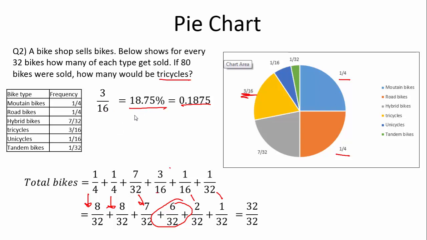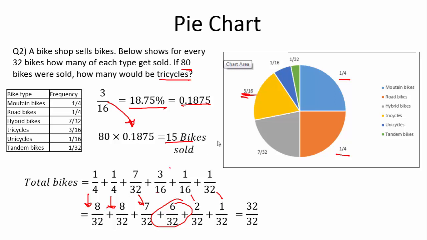Right? So let's times 80 by that percent. If we times 80 by 100%, or by 1, we'd obviously get 80. That would be all the bikes. So if we type 80 times 0.1875, we're going to get that there were 15 bikes sold. And that's our answer. For every 80 bikes sold, 15 are tricycles. As you can see, we just simply put that equation in over there.